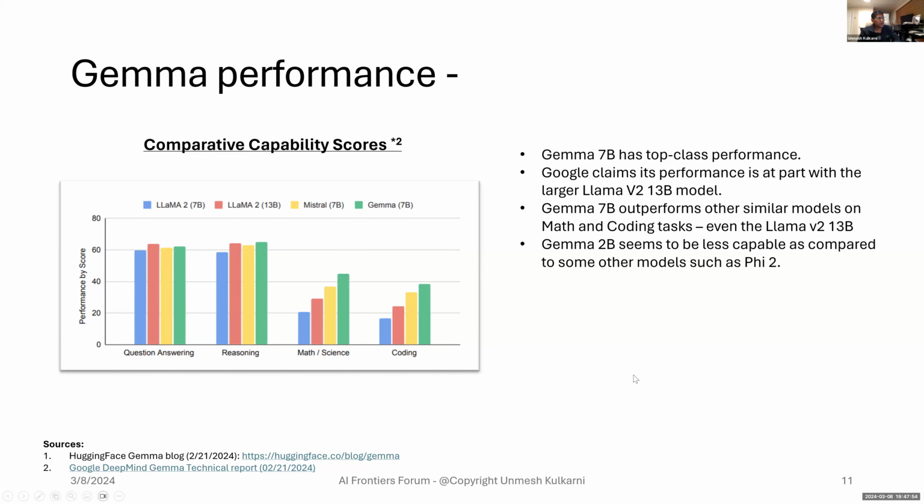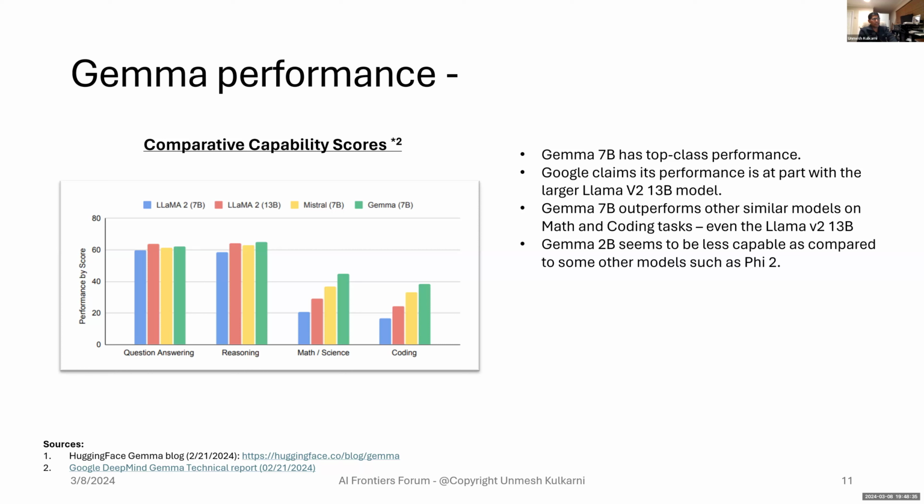Capability scores, I have picked this up from Google's technical paper on the Gemma models. As you would see, the blue is Llama 2 7 billion, and the green bar is Gemma 7 billion. So they are actually the most comparable models in capability, like sizes in terms of parameter sizes. But you will see that Google claims that their model is much superior on math and science. In fact, it's far superior to all comparable models, including the larger Llama 2 model, which is a 13 billion parameter model. And it is equal or slightly better on reasoning and Q&A.